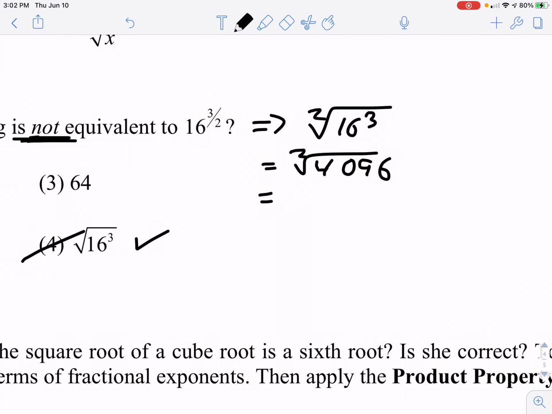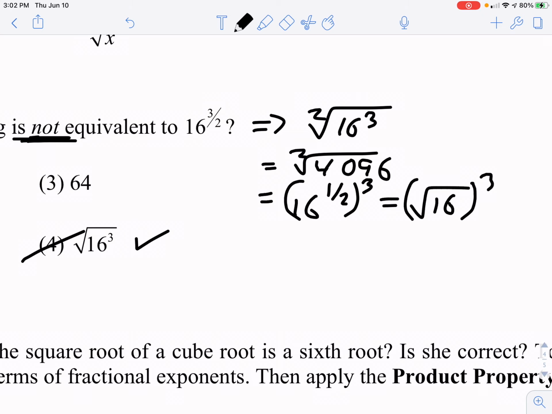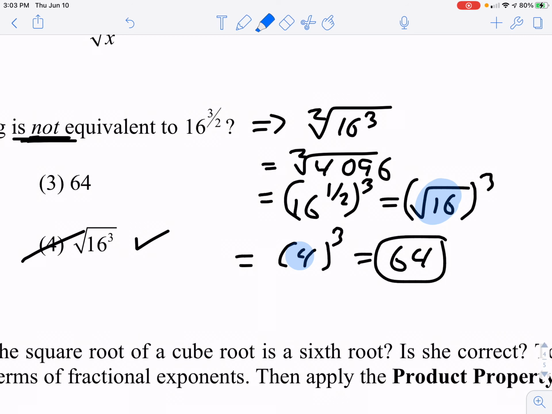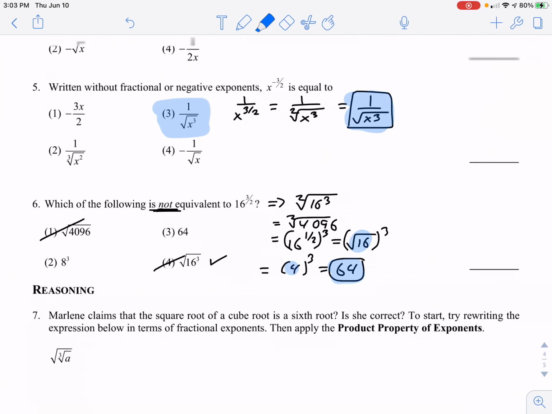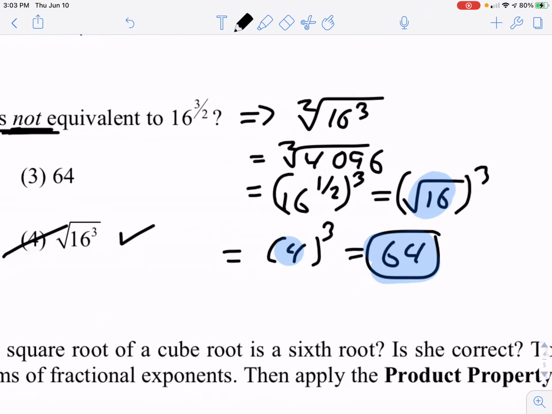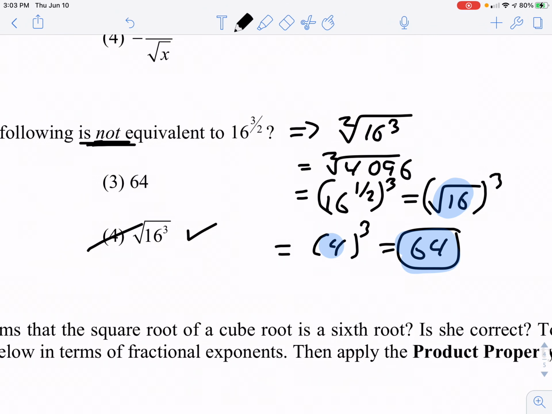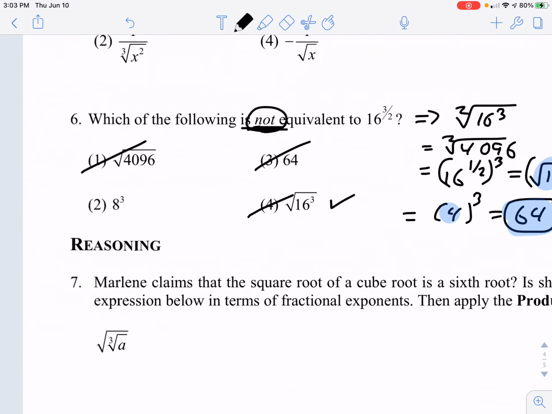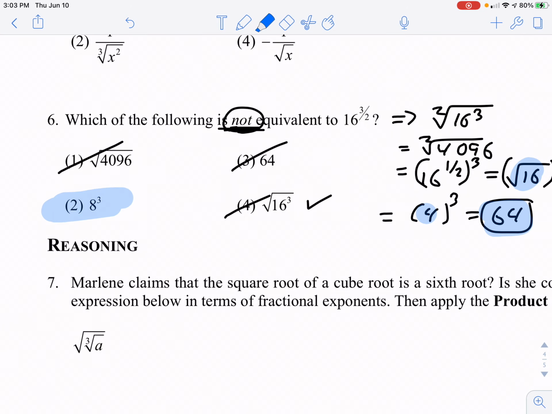Well, if we go 16 to the 1 half power cubed, remember 1 half times 3 is 3 halves, that's the same as the square root of 16 cubed, which is the same as 4 cubed, since square root of 16 is 4, and 4 cubed is 64. So you can see that that evaluates, but we want the one that's not, so that one's out. So the only one that's not would be number 2.